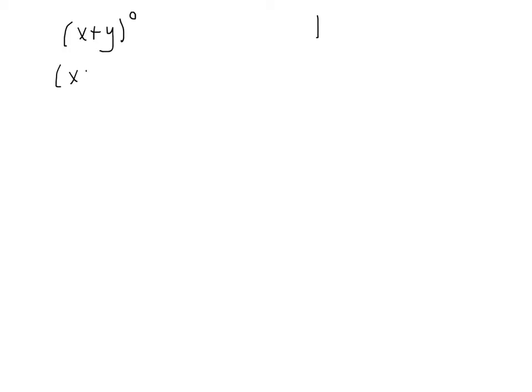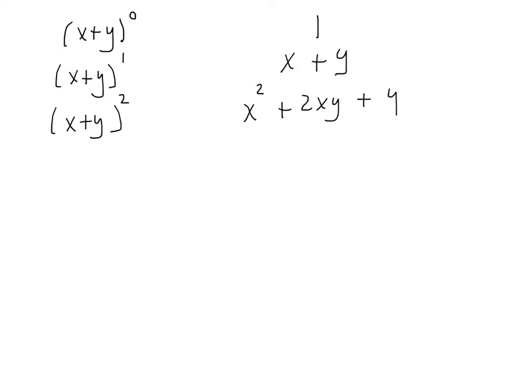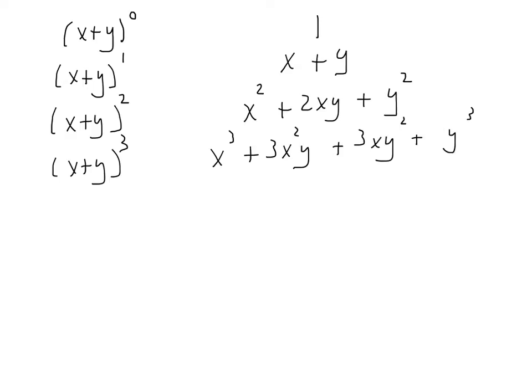Then I'm going to take x plus y to the first power, and that would just be equal to x plus y. Then I'm going to take x plus y to the second power, and that will be equal to, when it's expanded, x squared plus 2xy plus y squared. If I go to the third power, I will end up with x to the third plus 3x squared y plus 3xy squared plus y cubed.